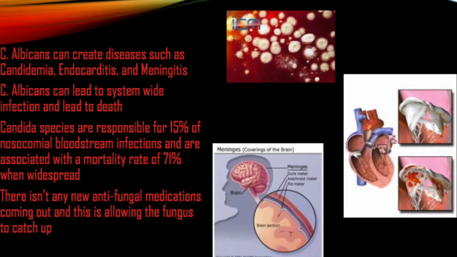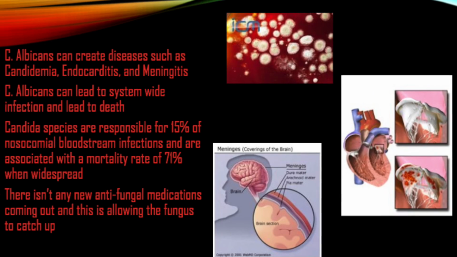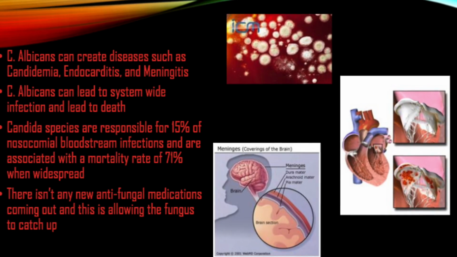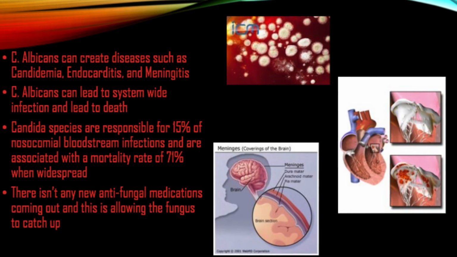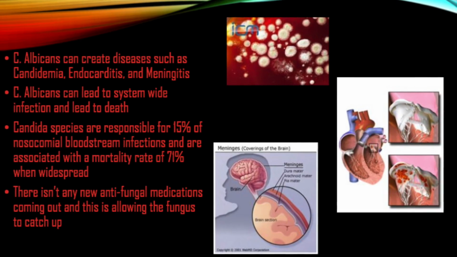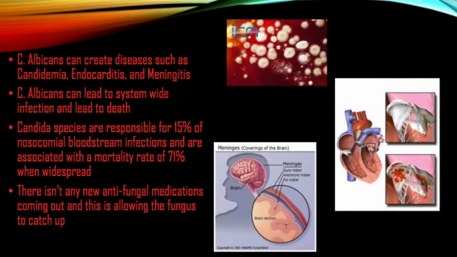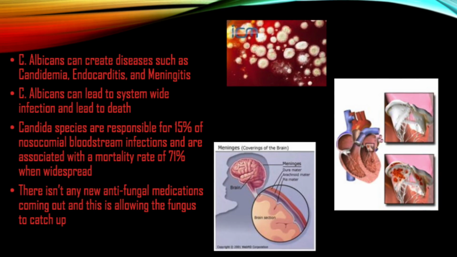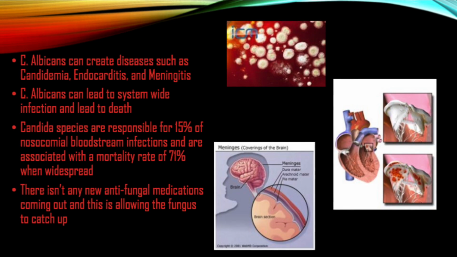Candida species are responsible for 15% of nosocomial bloodstream infections and are associated with a mortality rate of 71% when widespread. There aren't any new antifungal medications being made. And this fungus is smart and it's catching up and it's building resistance to antifungals. And so we are trying to make things that can resist it.